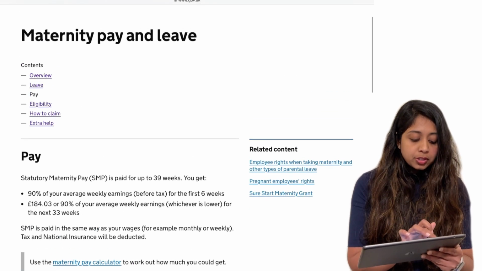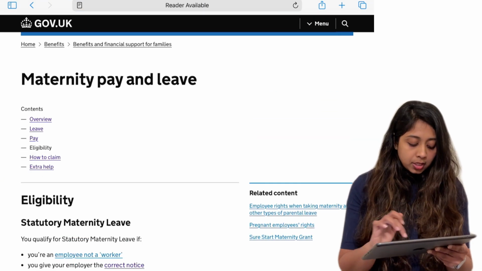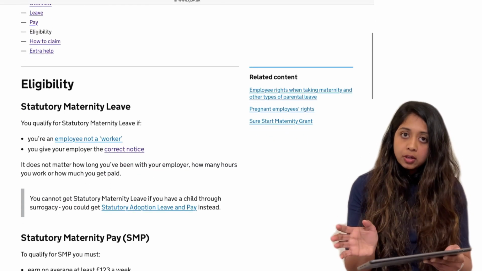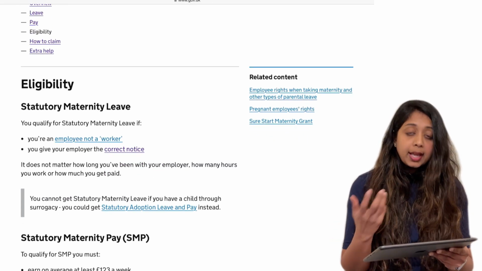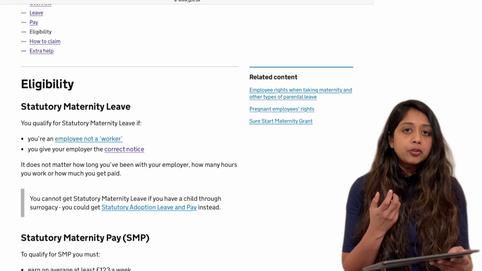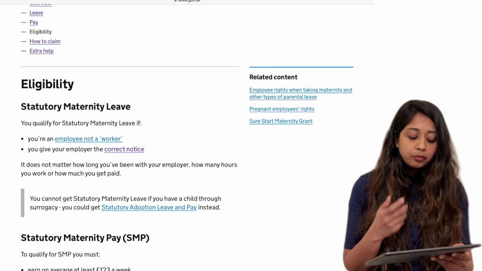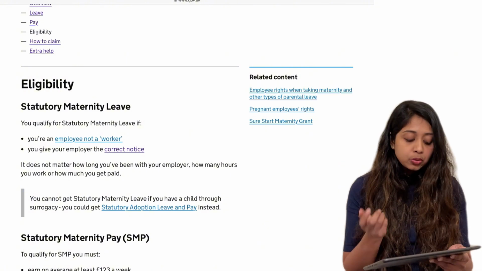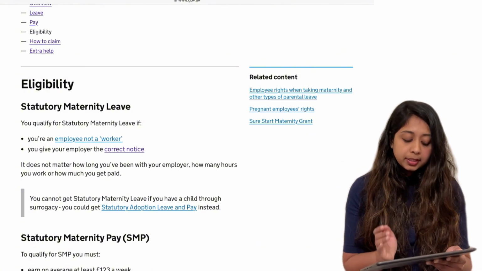Then we are going to check the eligibility for SMP. Statutory maternity leave is available to any employee, not a worker. So if you have an employment contract and you work as an employee and you give your employer the correct notice, you will be eligible for statutory maternity leave.